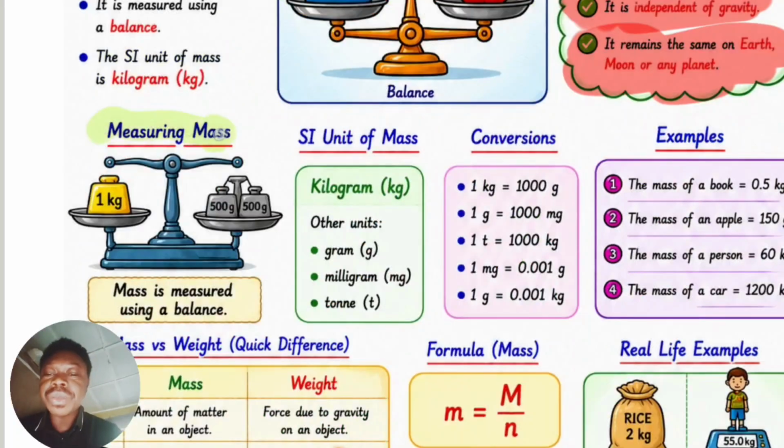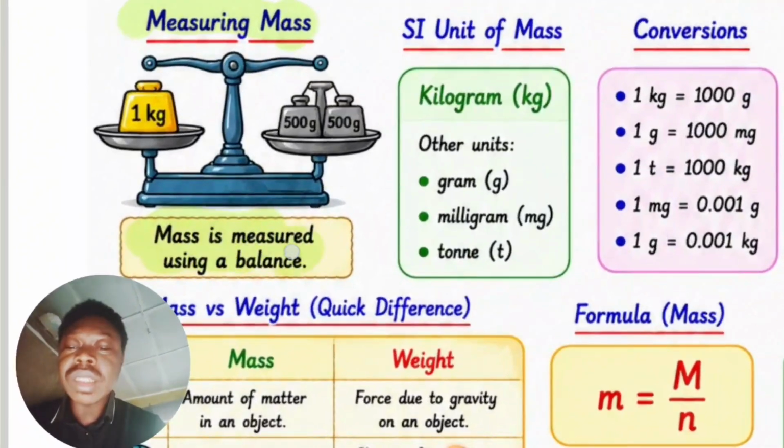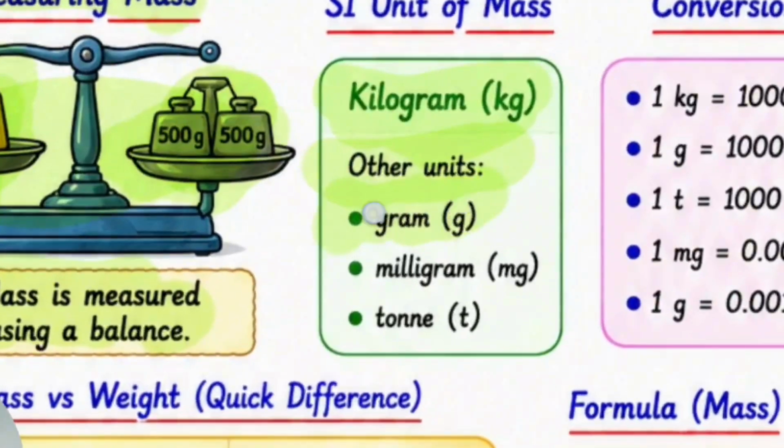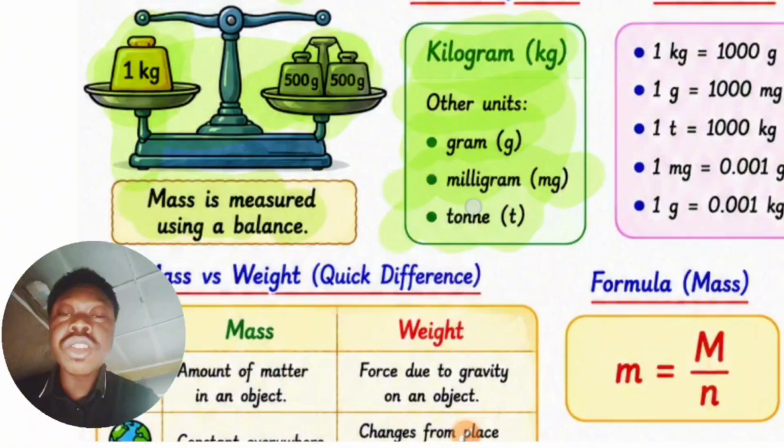Now, measuring mass. Mass is measured using a balance. For example, if I have 1 kilogram of an object on the left hand side, and I'm breaking 1 kilogram down into 2, then I will need 2 500-gram masses on the right hand side to balance this particular equation. Hence, the kilogram is the SI unit, but we have other units such as grams, milligram, and then the ton. These are other units used in measuring masses.